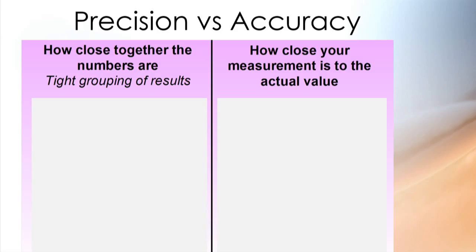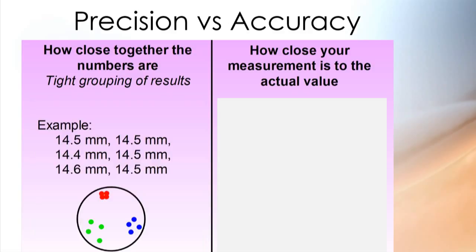Precision versus accuracy. Precision is how close the numbers are to each other. Tight grouping of results. For example, these numbers are all within 0.1 to 0.2 millimeters of each other. They're very precise. Visually, if you look at the red dots, they're all tightly grouped together. They're very close. Those red dots are very precise.